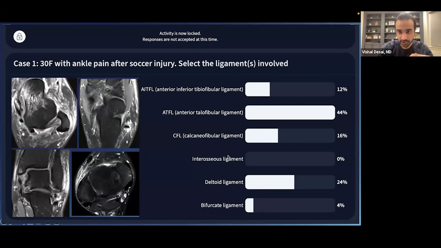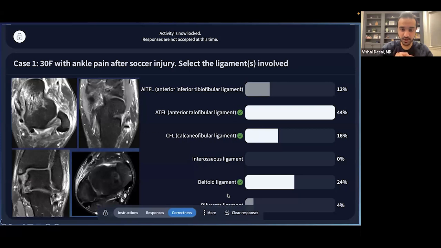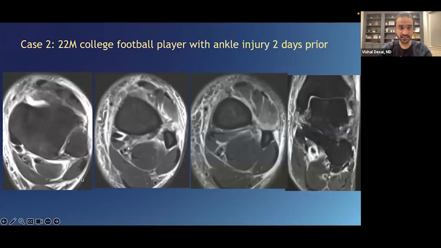So looks like we did pretty good here. The correct answers were ATFL, the CFL, and the deltoid ligament. So this was an ankle inversion injury. In this case, we had a complete tear of the ATFL, a partial tear or a grade 2 sprain of the CFL or calcaneofibular ligament, likely a contusion of the deltoid ligament with adjacent osseous contusions, and we had an intact AITFL or anterior syndesmosis. So we'll go over all of this in detail at the end.